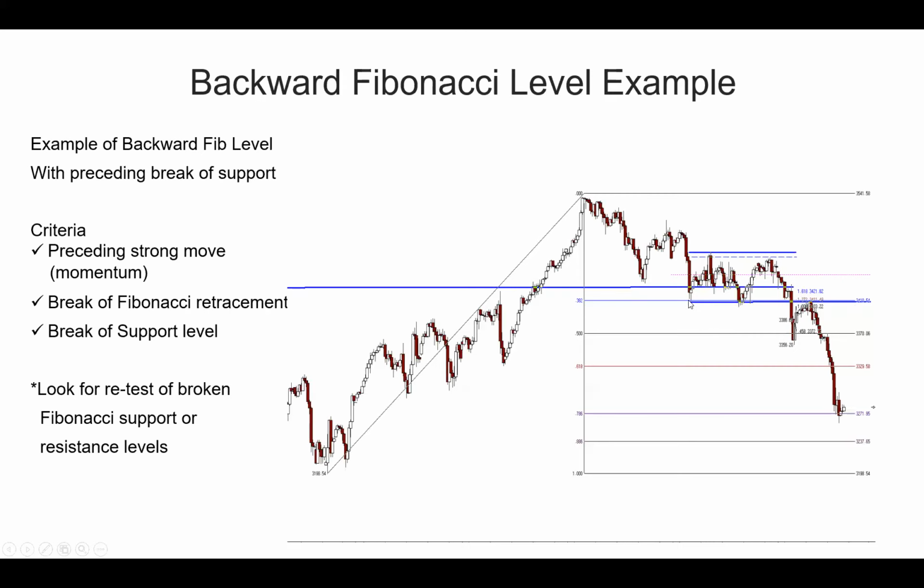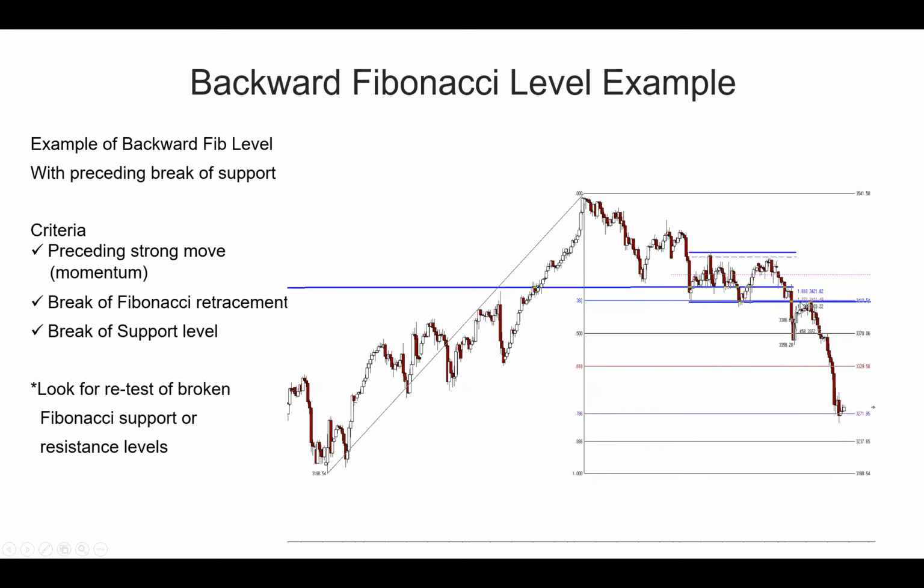So once it got here, it did this sort of back and forth, created a range, and then look at the break of that. Look at those long bars coming down. Now that's showing us there's momentum to the downside. It just gets a little past the 0.50, and here's the backward fib retracement right here.